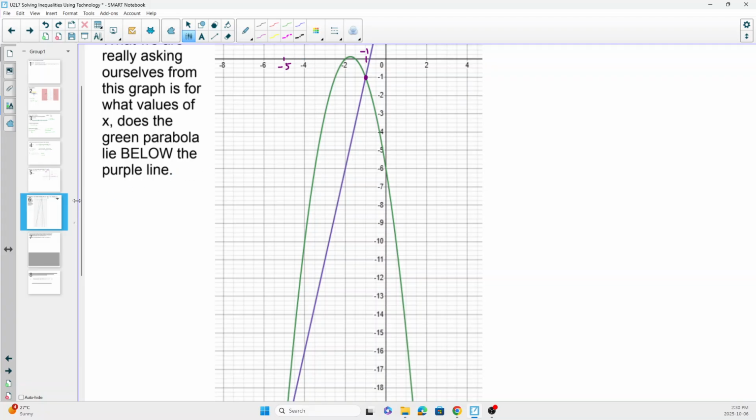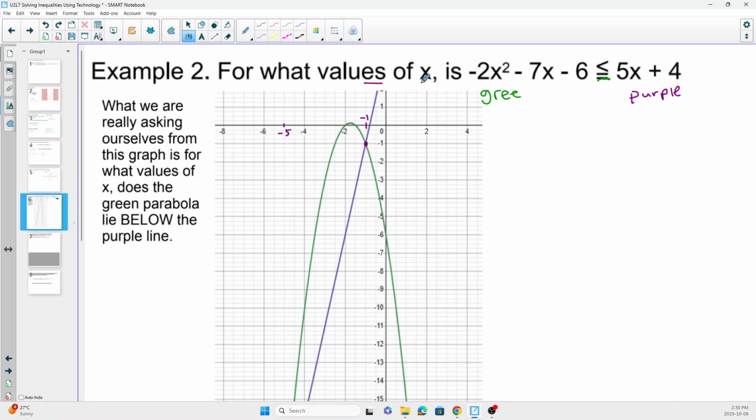So we want to know any values of x where green is below, or less than, purple, but not just below, or equal to this time. So when is green below? Well, as soon as we move past -1, as soon as we get greater than -1, green is below purple. Purple has higher function values than green.